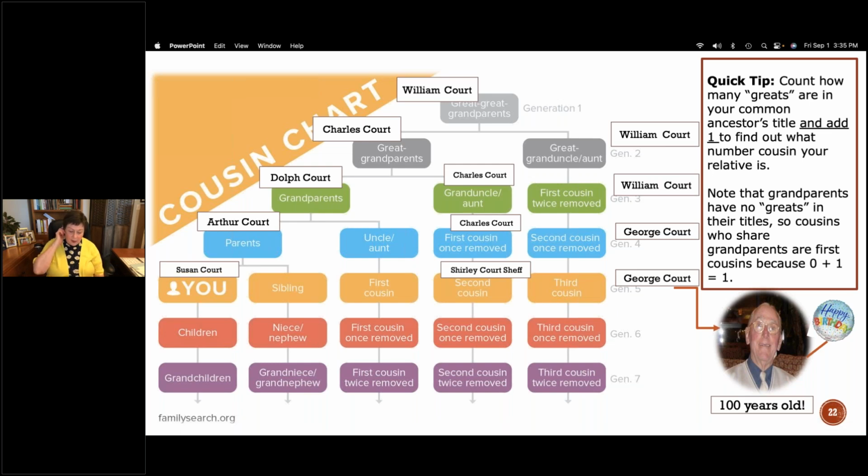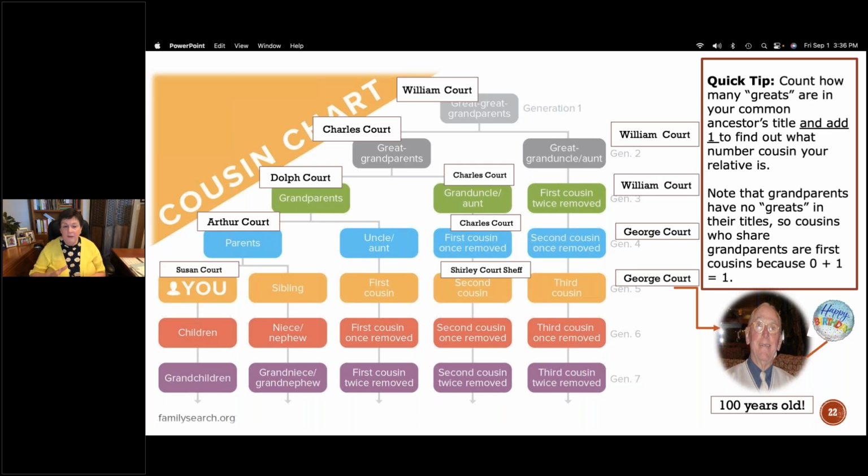The other thing I want to point out about this chart is that it shows a phenomenon which you may encounter in your research. Families tend to repeat forenames, the first names, because they frequently name their children after their parents or grandparents or great-grandparents. As I was researching and writing my story on the Court family, I found 8 William Courts and 6 Charles Courts in 5 generations.